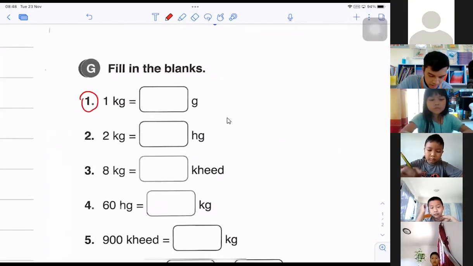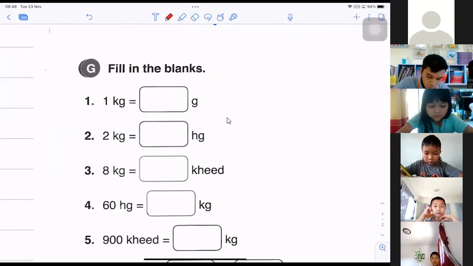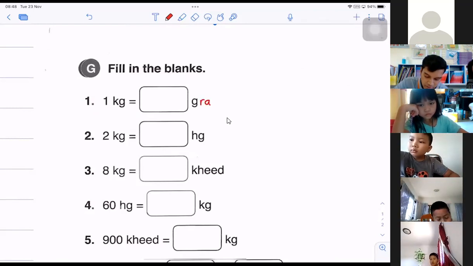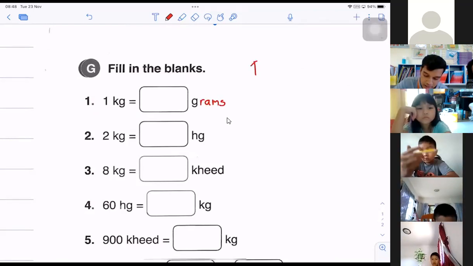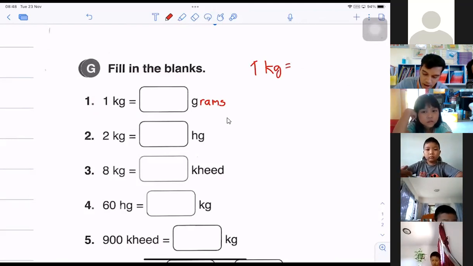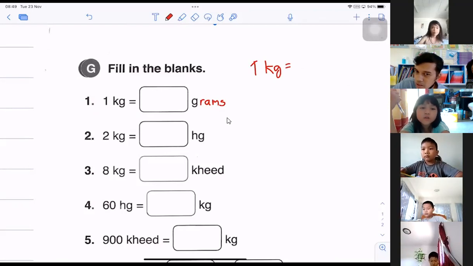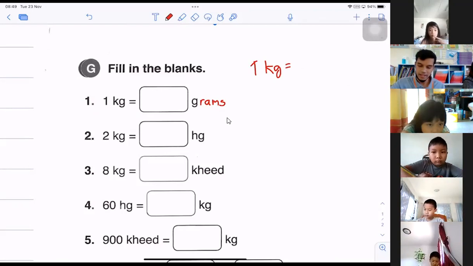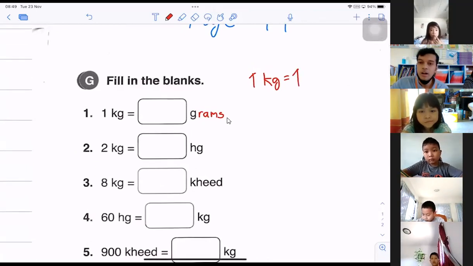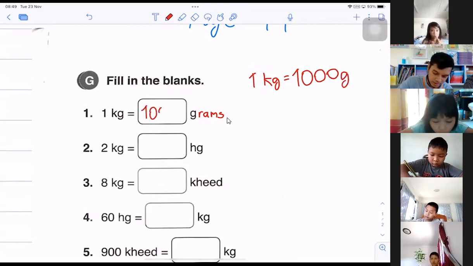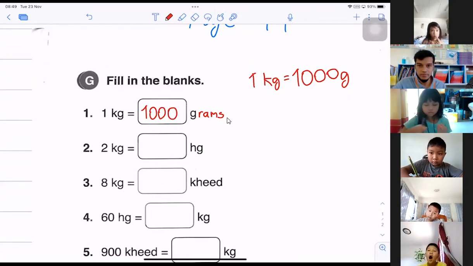Okay, number one. Students, 1 kilogram is equals to how many grams? G means grams, okay? 1 kilogram, how many grams? Do you remember? Okay, very good. Tonam, right? Very good. Correct. 1,000 grams. So you write 1,000 grams, okay?